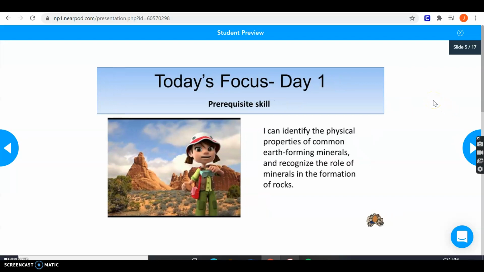So today's focus, day 1, is going to be I can identify the physical properties of common earth-forming minerals and recognizing the role of minerals in the formation of rocks.